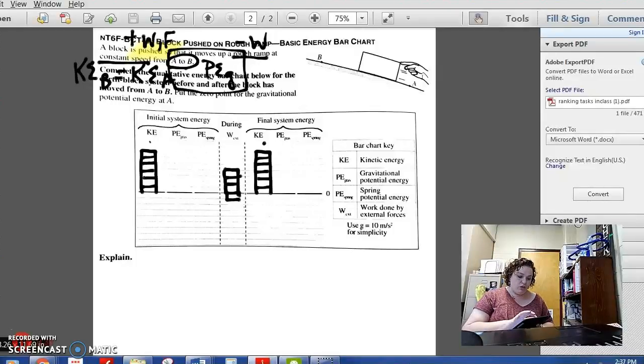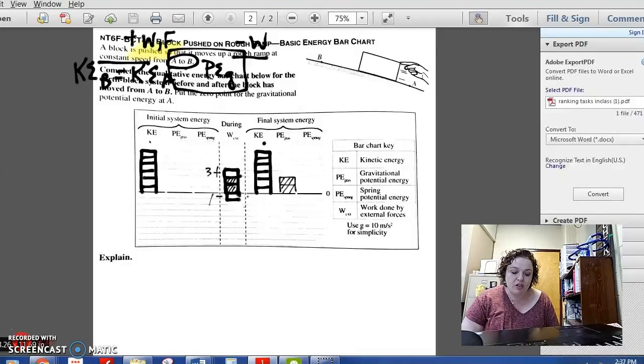So note that our net work is only 2. If we have 3 positive work and 1 negative work, we have a net work of 2. So I'm going to come over here, and that's what I'm going to put in as my gravitational potential. Okay, so here is my net work. If you take a look at it, the entire thing is now balanced.